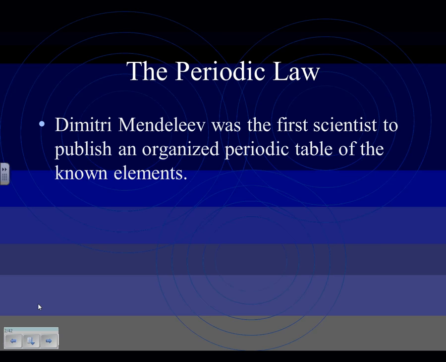In terms of history, we want to first look at the initial investigations of the periodic table. Now, it's believed that Dmitry Mendeleev was the first scientist to actually publish and organize the periodic table of the known elements. He's now known as the father of the modern periodic table, but I'm going to tell you a few reasons why that is the case.